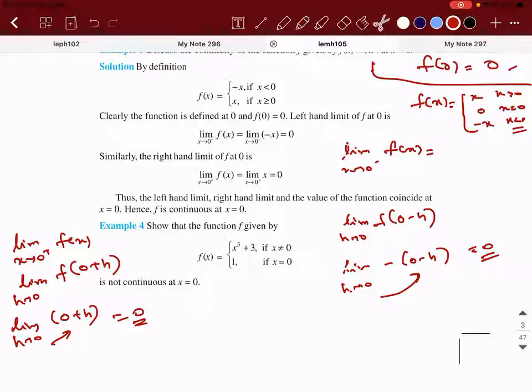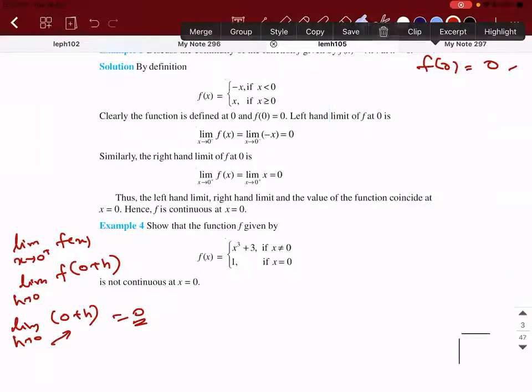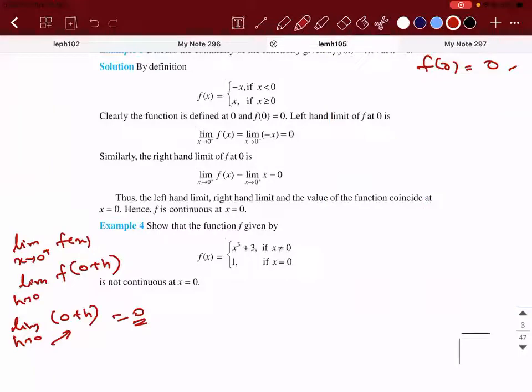I hope it is clear, guys. And function value f of 0 is how much? That is 0. So since all the three are same, it is a continuous function. So if you actually look at the graph of mod x, right, it looks something like this.